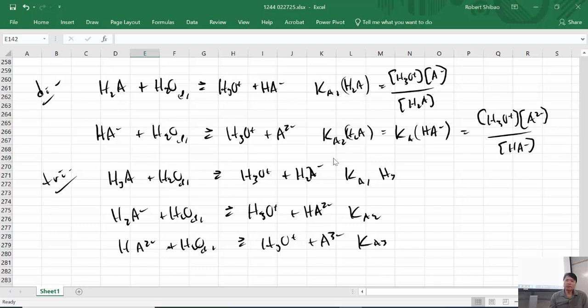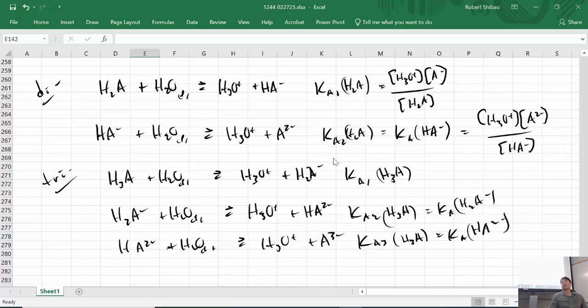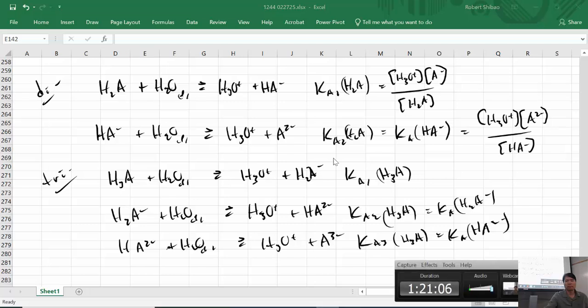This is Ka1 for H3A. This is Ka2 for H3A, which is equal to Ka for H2A minus. This is Ka3 for H3A, which is equal to Ka for HA2 minus. Okay, and that's it. So stop here, sorry. All right, so chapter 17 is just applications of this equilibrium stuff.